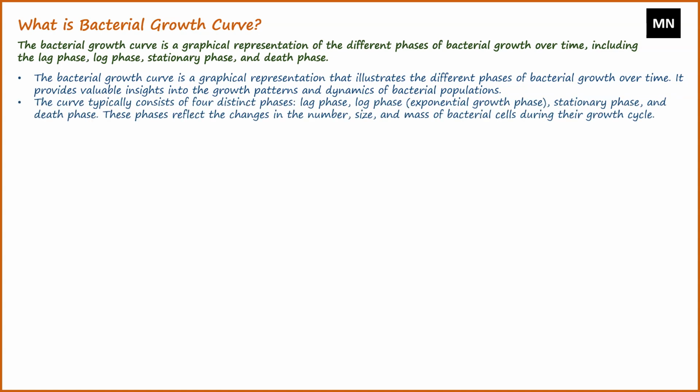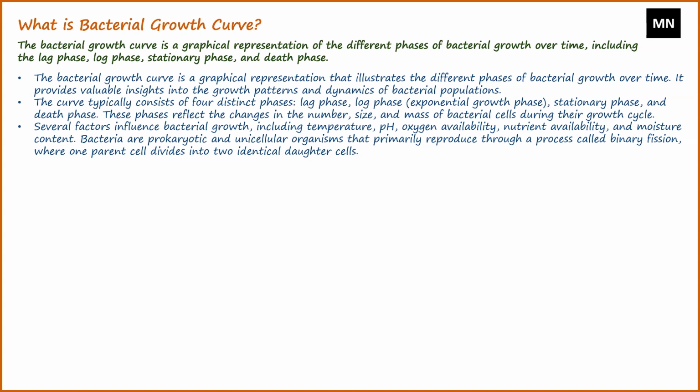The curve typically consists of four distinct phases: lag phase, log phase (exponential growth phase), stationary phase, and death phase. These phases reflect the changes in the number, size, and mass of bacterial cells during their growth cycle. Several factors influence bacterial growth, including temperature, pH, oxygen availability, nutrient availability, and moisture content. Bacteria are prokaryotic and unicellular organisms that primarily reproduce through a process called binary fission, where one parent cell divides into two identical daughter cells.